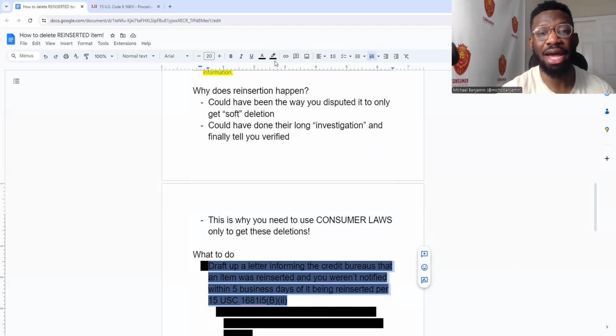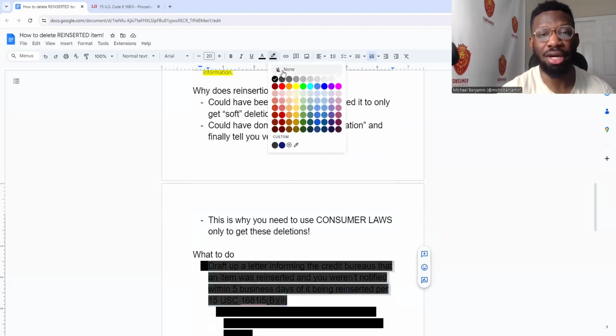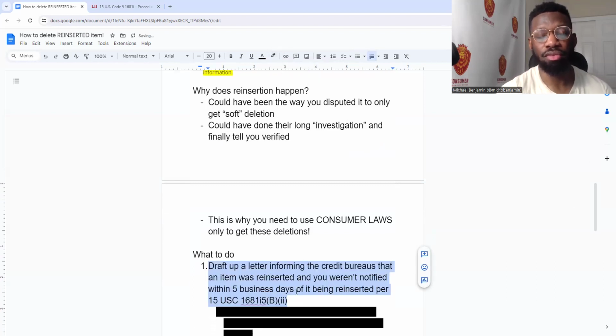So let's talk about what to actually do to get these items deleted, right? Redeleted. So you're going to draft up a letter basically informing the credit bureaus that an item was reinserted and you weren't notified within your 5 business days of it being reinserted per 15 USC 1681i(a)(5)(B)(ii), right? So, if you were notified within those 5 business days, that's your business. If it was me personally, I know my clients aren't notified in that situation. So that's why it's worked for us.